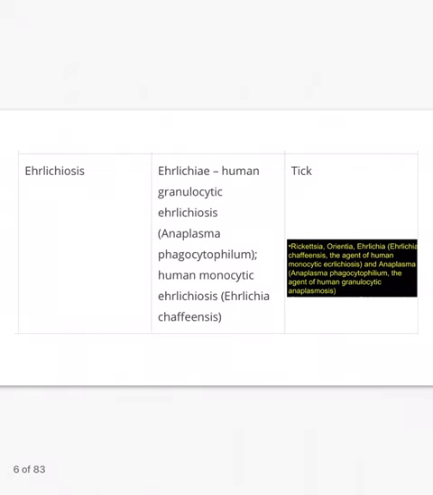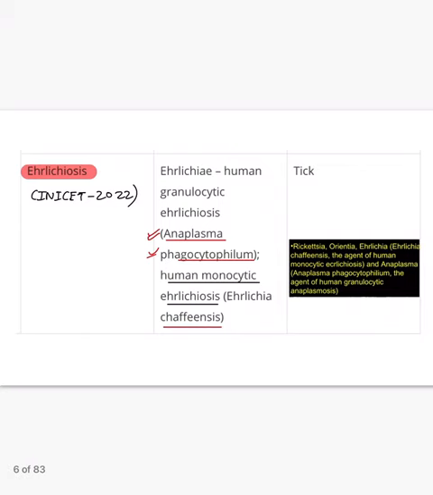This was also a question for INICET 2022. They ask which one of the following causes ehrlichiosis. You have two things, guys. You have human monocytic ehrlichiosis, and you have Anaplasma phagocytophilum. If they ask about Anaplasma, that is the phagocytophilum one, and if they ask about monocytic, that is Ehrlichia chaffeensis.